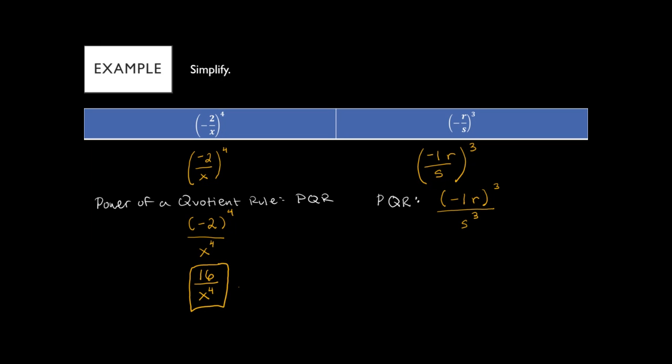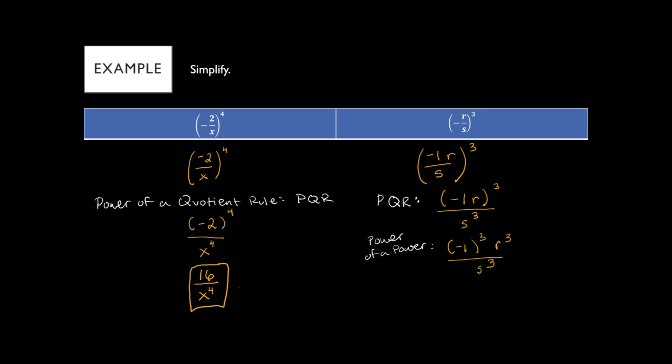I can use the power of a power rule to then distribute that 3 further. So that would be negative 1 to the third power, r to the third power, and then s to the third power. So that 3 gets distributed. So that's an additional rule. Then we can do negative 1 to the third power.